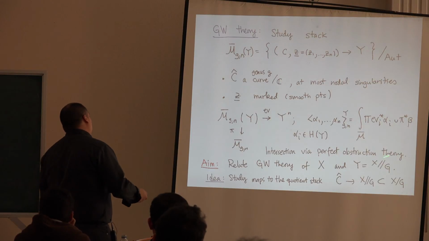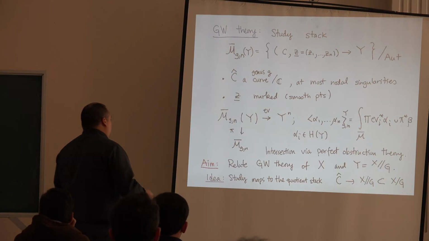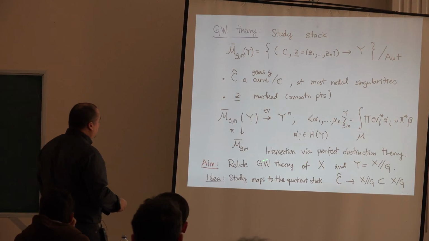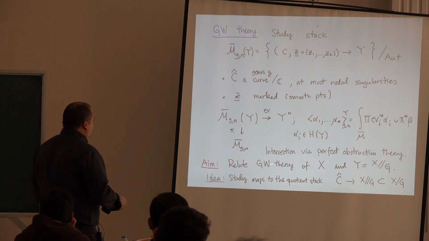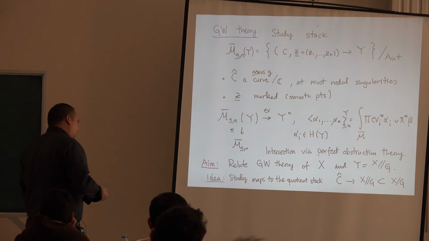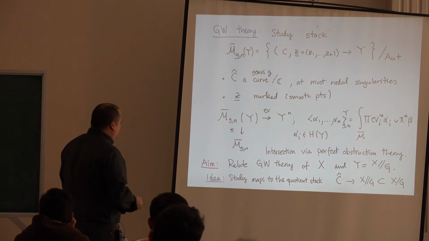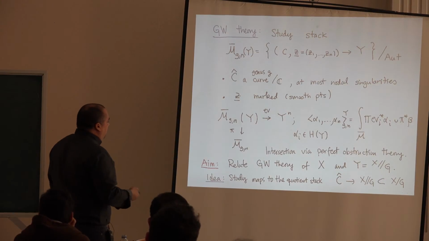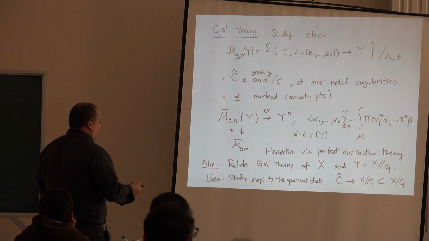And of pullbacks of certain classes, here you pull them back, then you integrate with respect to a virtual fundamental class, and this is done by using a perfect obstruction theory in the moduli space. And so we're going to do the same thing, but just in quantum K-theory, so it's going to be something similar. I will define it later on.